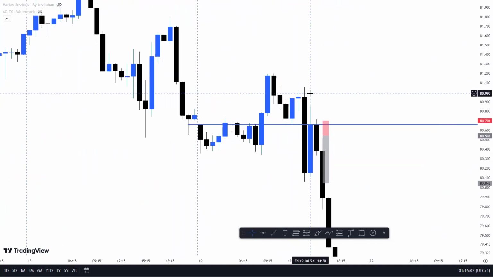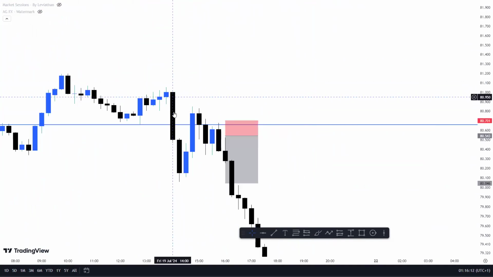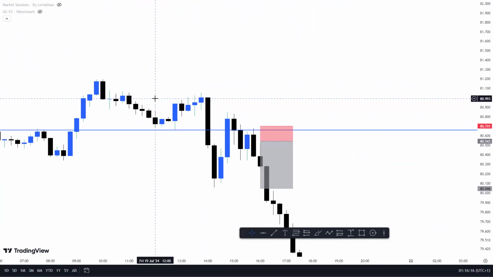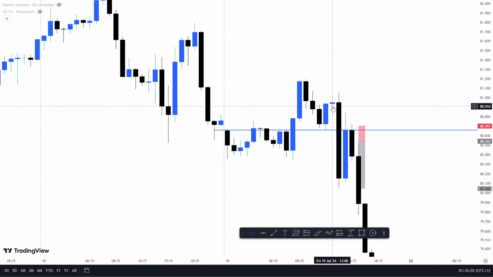Now look at what happened right here. Let's go to the 15-minute time frame. This is the 2 p.m. candle. So basically, if you took the buy, you would have been in small profits, around 10, 20 pips.